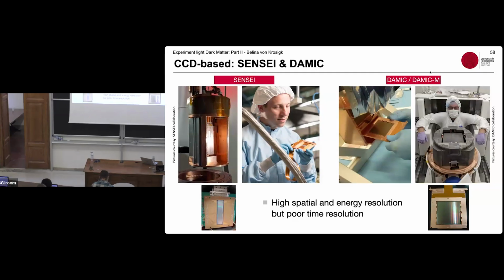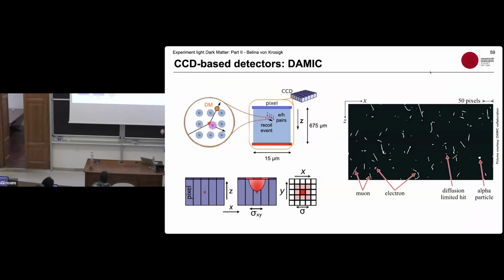Just to give you an idea how they look in terms of size: here you can see one Sensei module with a CCD strip, and here you have a DAMIC module. Normally you stack multiple modules and read them out, so you have a layer of multiple CCDs, and the principal idea is like in your CCD camera. A key difference is that, compared to standard CCDs, they are rather thick. This is an old DAMIC picture, but from what I saw, the latest version of their CCDs has a similar thickness.